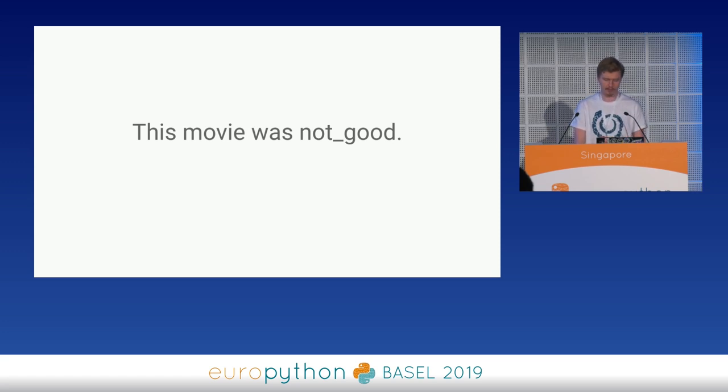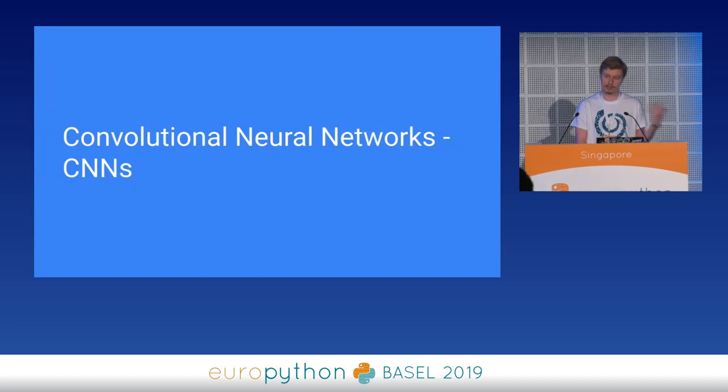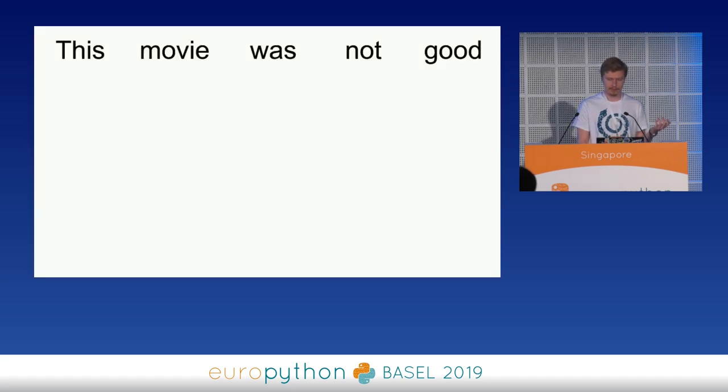Okay, but the other way of anticipating that issue is, for example, to use convolutional neural networks, CNNs. I know that they are usually used on images, and today I learned that they can also be used on audio transcriptions or on audio in general, but we can also apply them to text. Let's think about this review. This movie was not good.